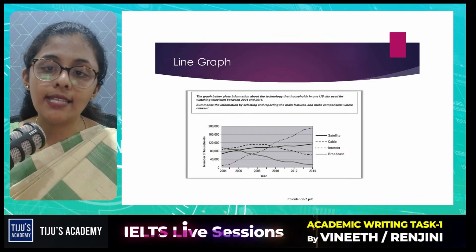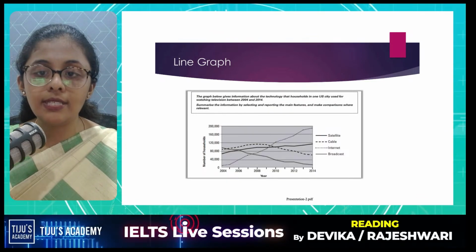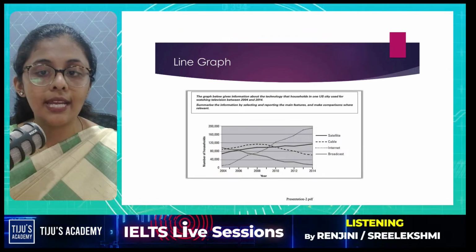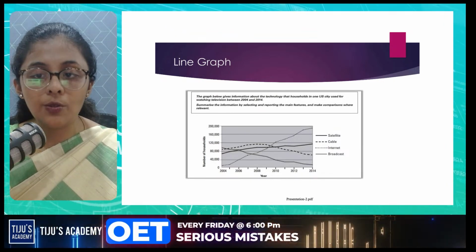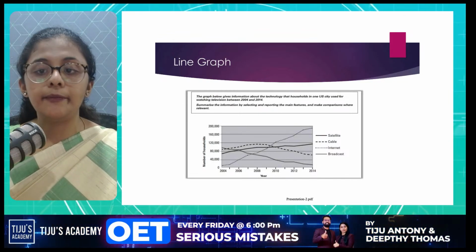Next, when you see the x-axis and y-axis, you can see numbers here, 2004, 2006, 2008, 40,000, 80,000, 1,20,000, and number of households. And here it is years.